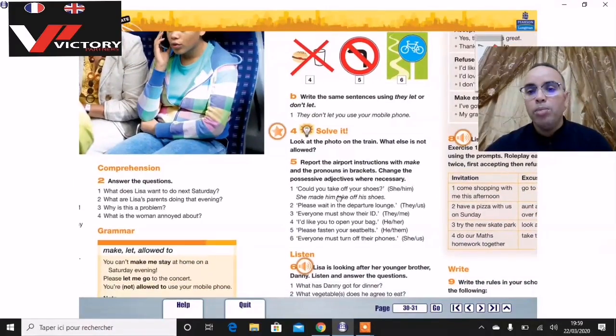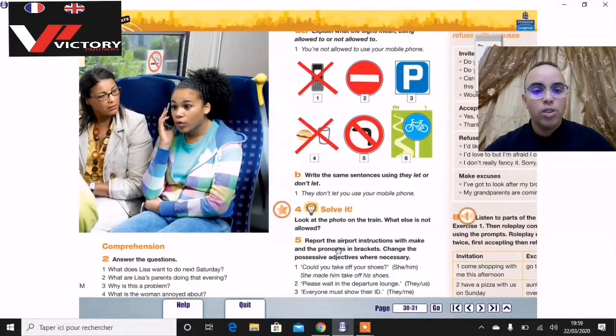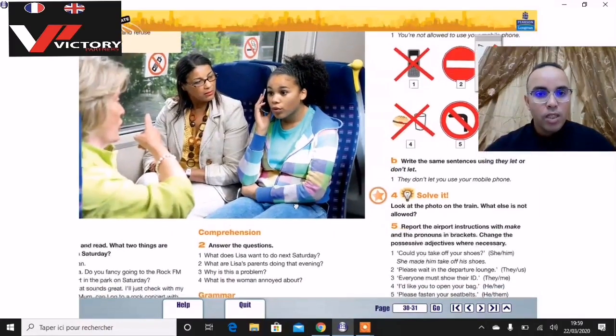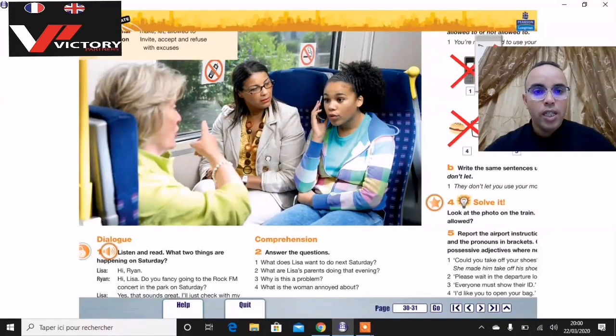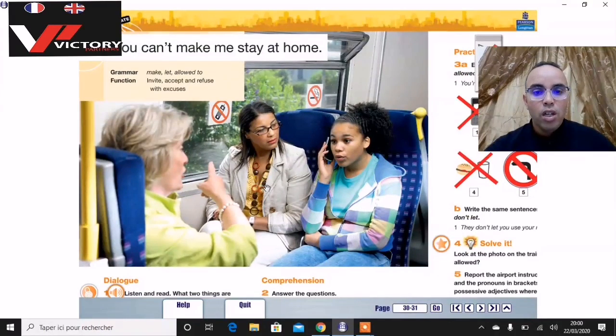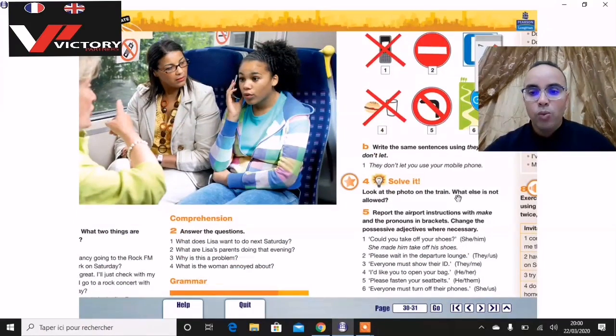So exercise number 4, you have got a puzzle that you should solve here. You are going to look at the photo. This is the photo on the train, and try to say what else is not allowed. We already said that you are not allowed to use the mobile phone on the train. Try to say what else is not allowed.